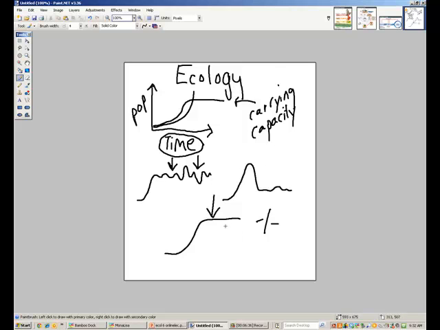Commensalism is somewhat interesting. It is something where one organism benefits and the other has no net effect.